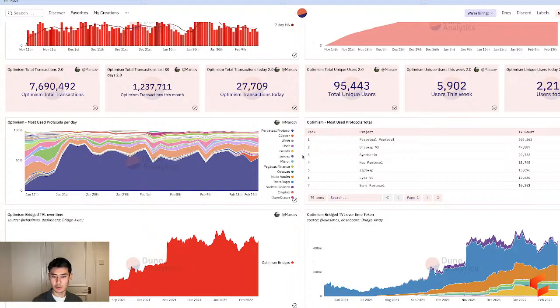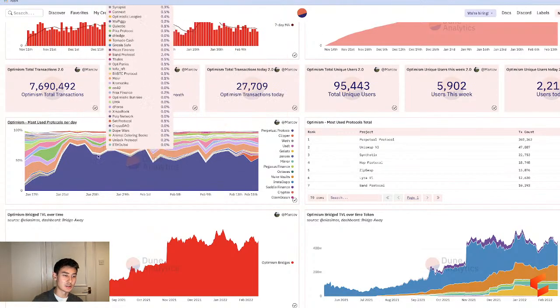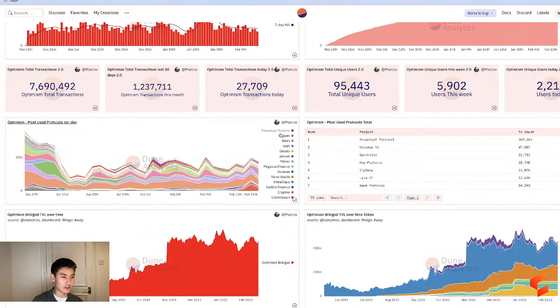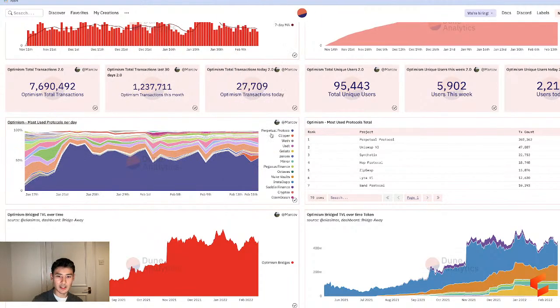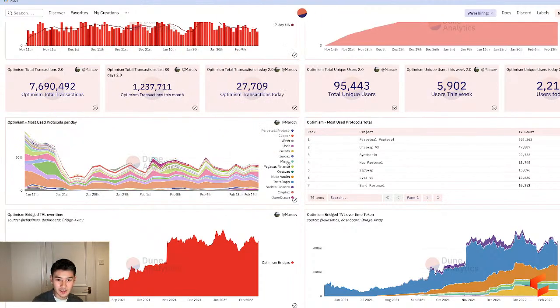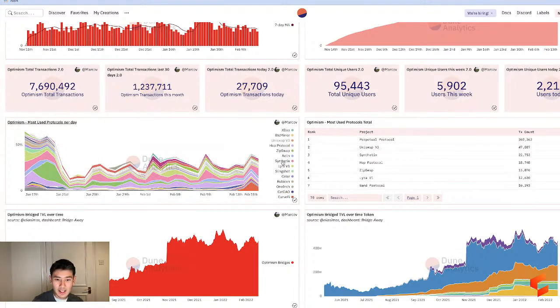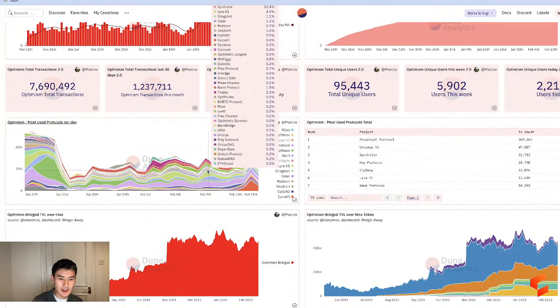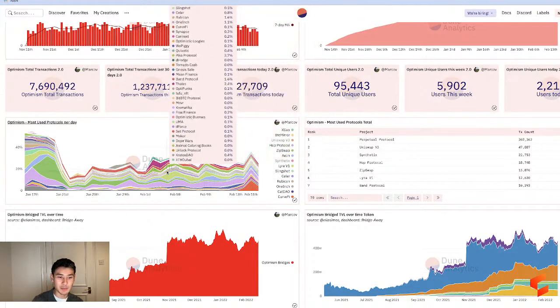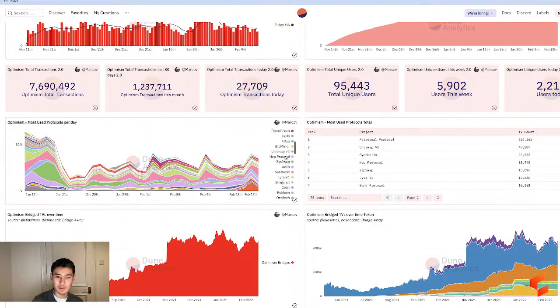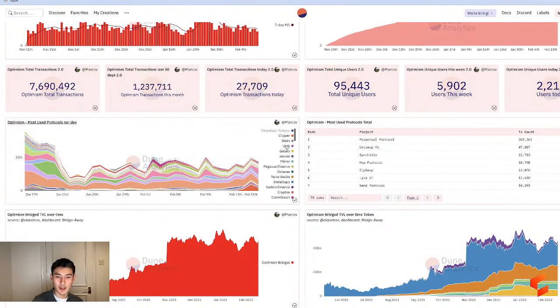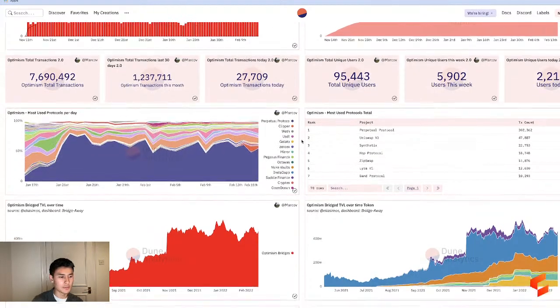Before I move on to the TVL, the last thing I wanted to point out is that most of these are interactive, or they're pretty much all interactive. So you can see this is most used protocols per day, and you can click out of it and get a deeper look. So let's get rid of Perpetual, Uniswap, and Synthetix, which are the top three. And now we can see how tiny the market share is of some of these smaller protocols on Optimism. I just want to point out how you can use Dune a little bit better.